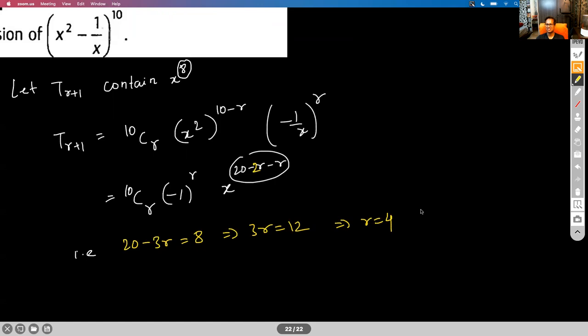Correct. Okay. Now, they're asking you for the coefficient. So the coefficient is this. Please note that. Everything sitting along with the variable, that is called the coefficient. So your coefficient is 10 CR, minus 1 to the power r. r is 4 here, and this answer is 210. Okay, 10 C4 is 210. I hope everybody remembers that value.